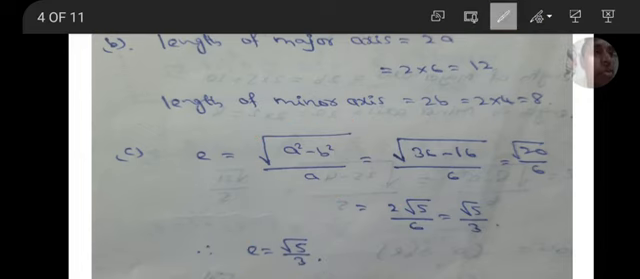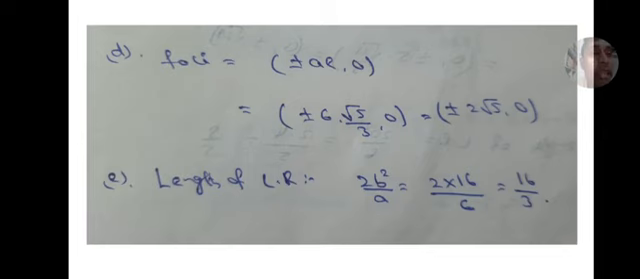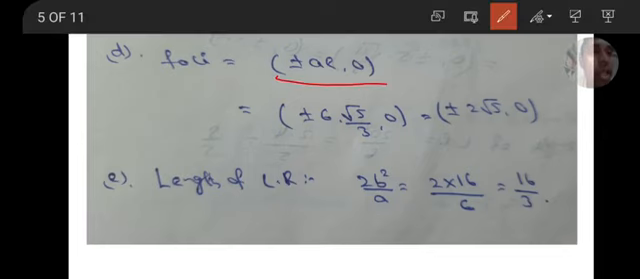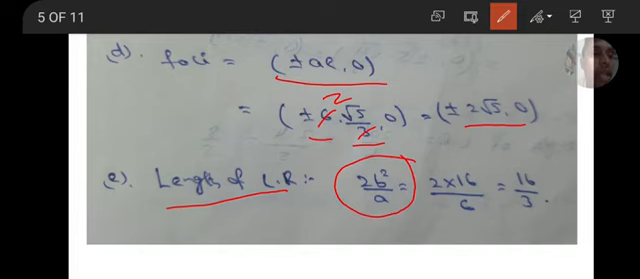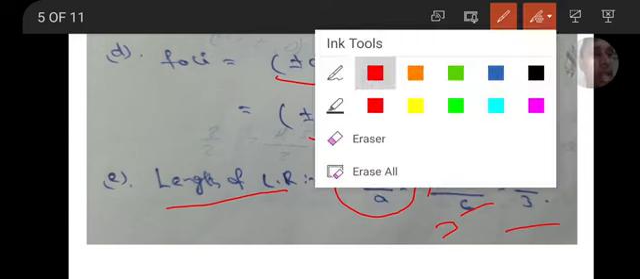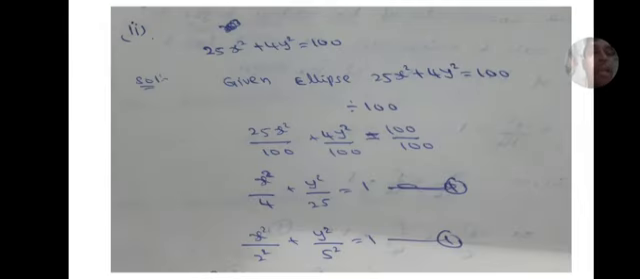Next, foci are plus or minus ae comma 0. The a value is 6 and the e value is root 5 by 3, so we get plus or minus 2 root 5 comma 0. And length of latus rectum is 2b square by a. It is for the first standard form only, a greater than b. That is 2 into b square, 16 by 6, which is 16 by 3. This is the answer. Next, let us see the next problem.